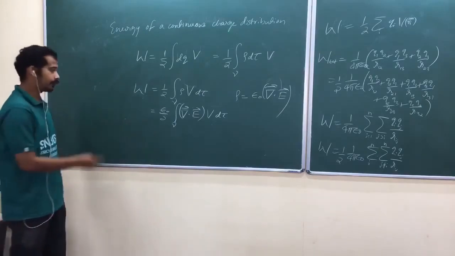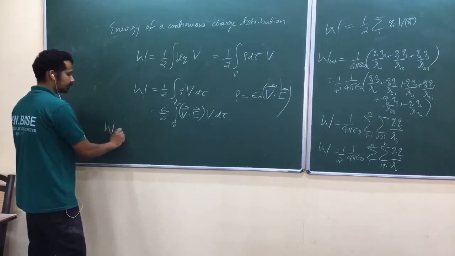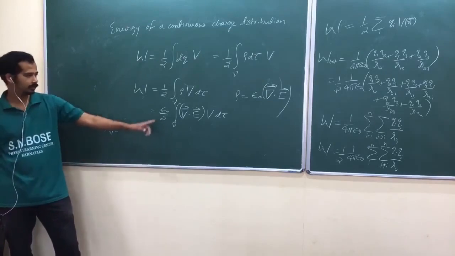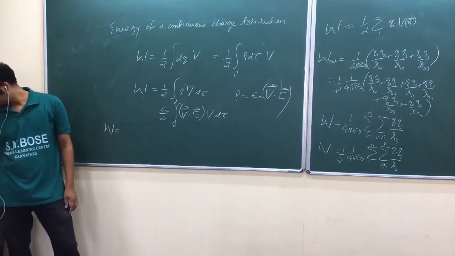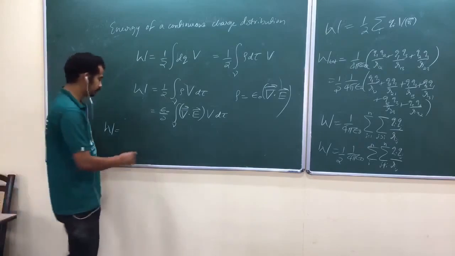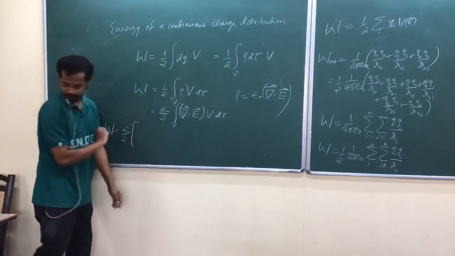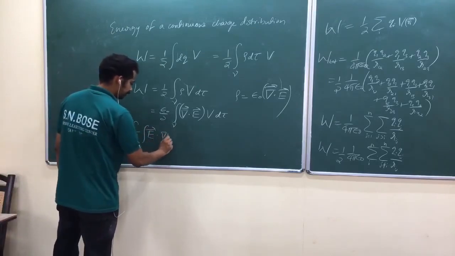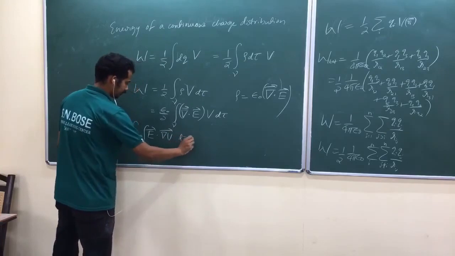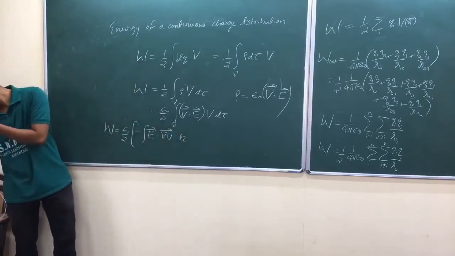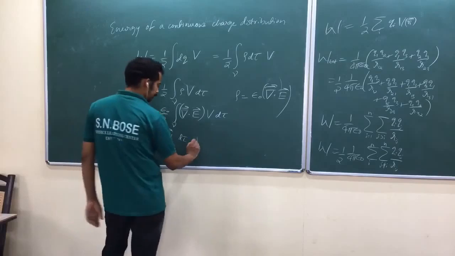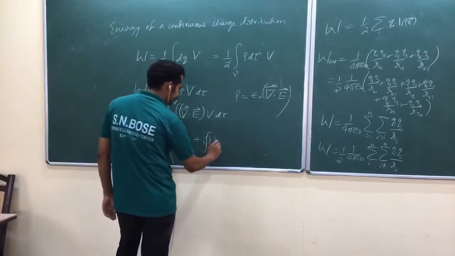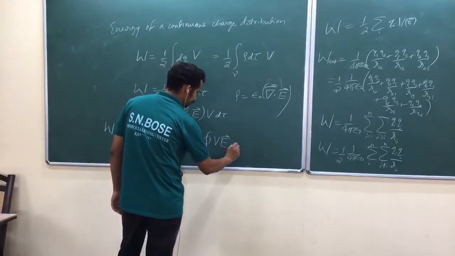Okay. Now from the last chapter, I think I have taken one integration by parts kind of thing in case of divergence like that. So if I apply that one, what would happen here? That's equal to epsilon naught by 2 outside, minus integral E dot del V dτ, plus closed surface integral of V into electric field dot dA.